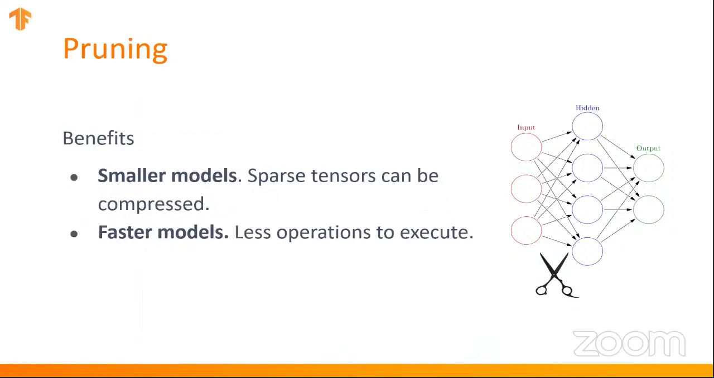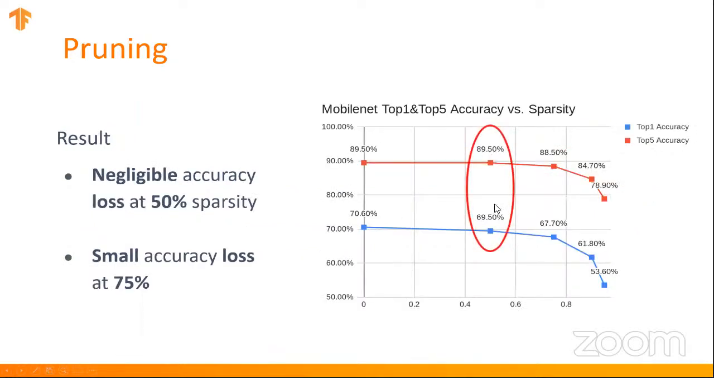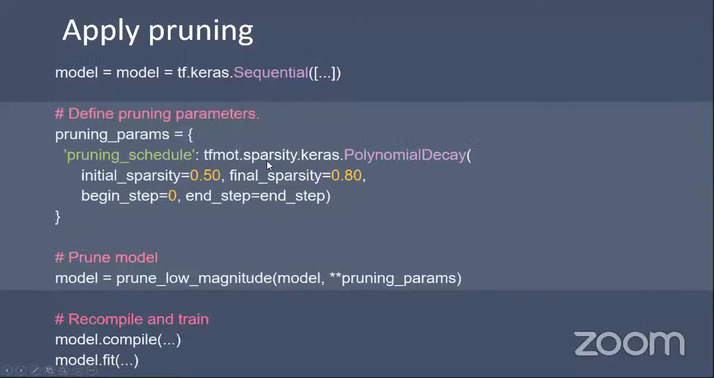We will see the benefits: smaller models, sparse tensors that can be compressed, and faster models with fewer operations to execute. You can see that if you chop it off to 50%, there is no big drop in accuracy. Once you cross 75% of pruning, you can see the drop in accuracy. But up to 50%, there is not much drop, because 99% of the use cases will use those 20 to 30% of the connections that are responsible for the output coming. Also, you can do pruning using polynomial decay, and you can set how many percentage from where to where, and then do your pruning.